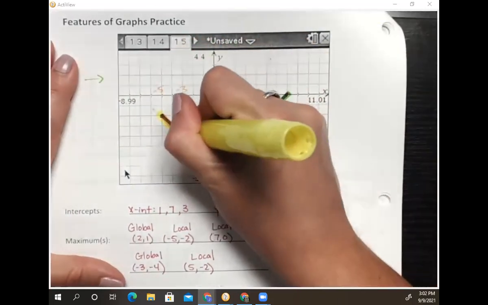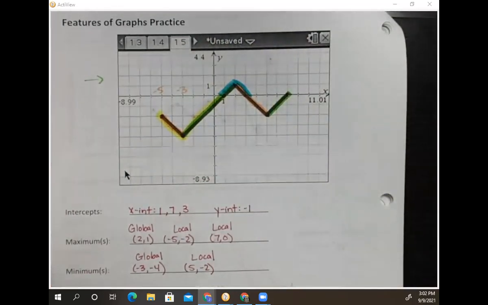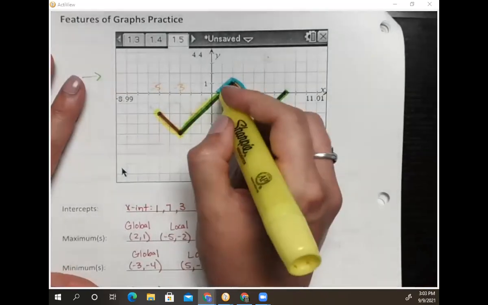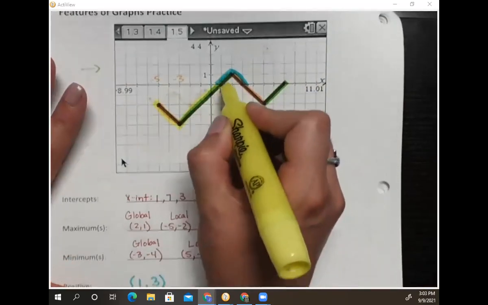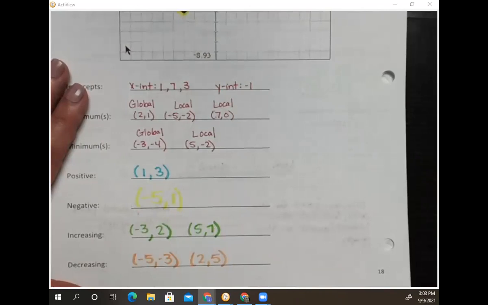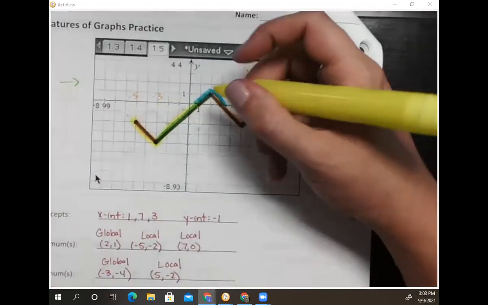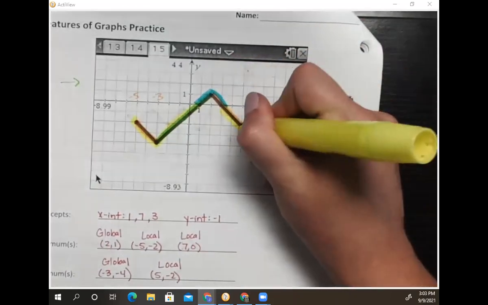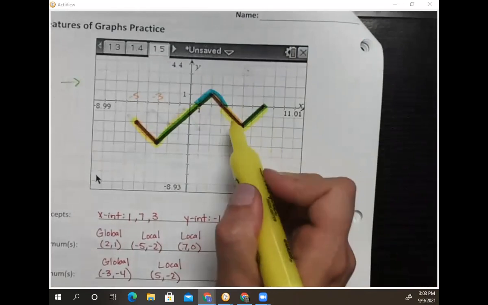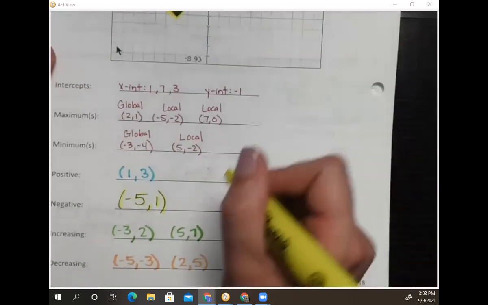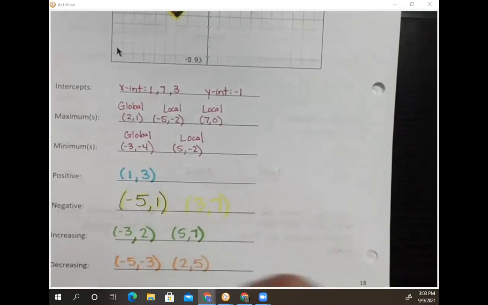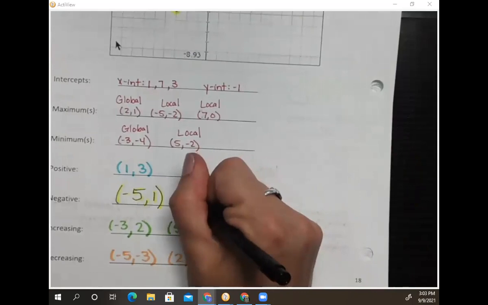Here, I have a negative section of my graph because that's all below the x-axis. Okay, this part here. It starts at -5 and it goes until 1. So I have a negative interval from -5 until 1. Another color so we can read that a little easier. So from -5 until 1. And then I have another negative section of my graph. What would this interval be? 3 to 7. Very good. And again, I'll write this in a color that we can see.